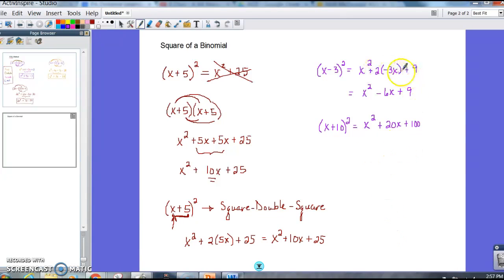Now notice I didn't write that step in there. You don't have to write that. If it helps you to write it, please do, but you don't have to. You can probably just do this in your head, right? Multiply the two terms together and then double it.